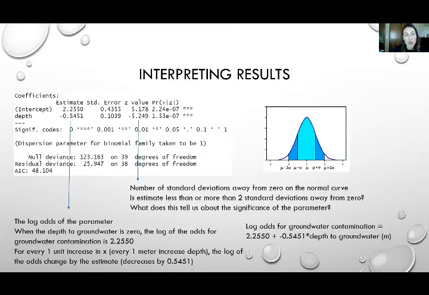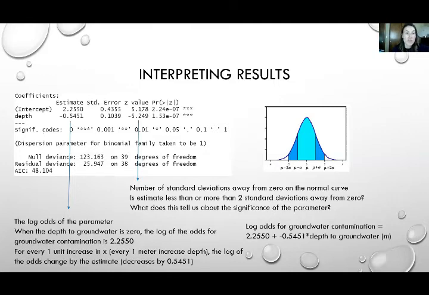And then you can also tell by the p-value. So if the p-value is lower than our agreed upon alpha of 0.05, which it is in both of these circumstances, then similarly, we reject the null, we accept the alternative. There is a statistically significant effect from these parameters on the log odds for groundwater contamination.